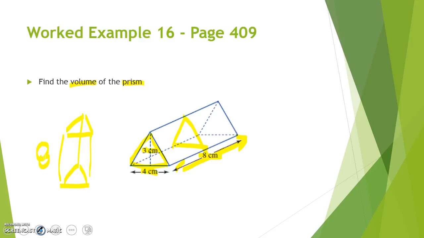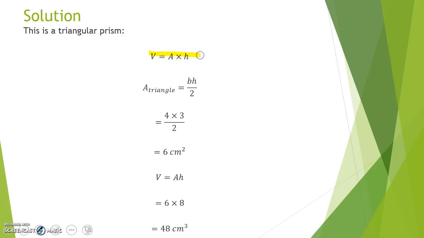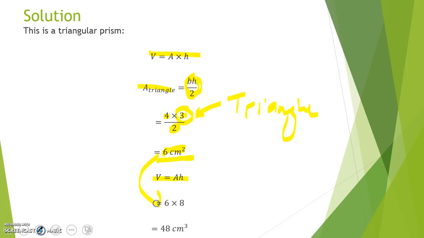Now for these sorts of shapes, my advice is to work out the cross-sectional area first. So in this case, base times height over 2, area of that triangle. So here it is, area of the triangle, base times height over 2. The base is 4, perpendicular height was 3, and we divide that by 2 to get 6 square centimetres. Now remember, this height here is the height of the triangle, not of the prism. Once we've got our cross-sectional area, we multiply it by the perpendicular height, which is 8. So we get an answer of 48 cubic centimetres.